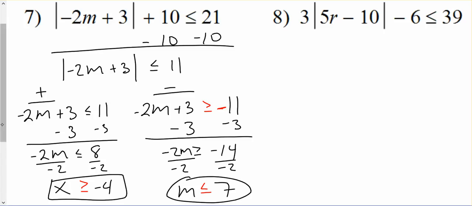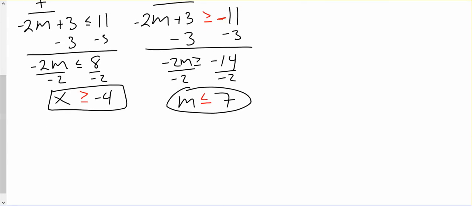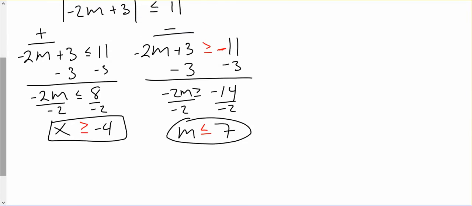So now, is this going to be an and or an or? Well, let's check out the graph. If we look at our graph, we've got negative 4 and we've got 7.